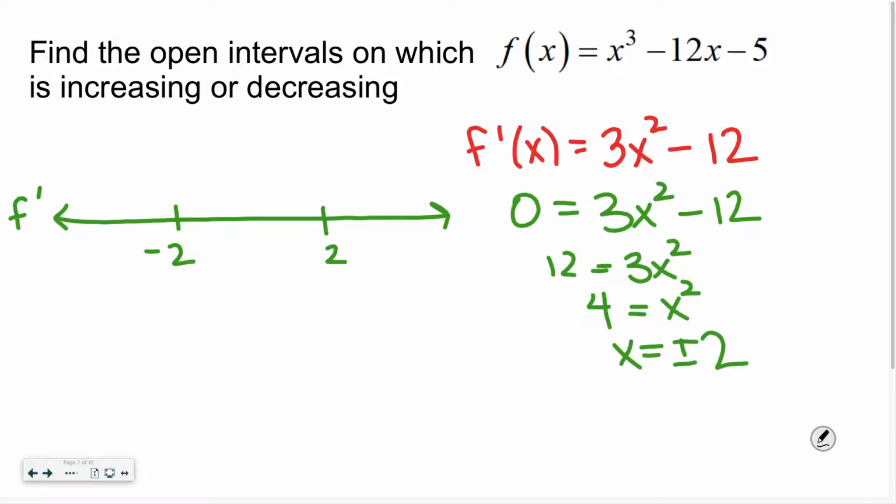-3. Does it matter what you choose? Just do something that is easier than another. So -3, and if we come back here to our derivative, 3 times -3 squared minus 12. What kind of number would you get? You would get positive. I don't really care what it is. I just want to know if it's bigger than 0 or less than 0. So if we have 3 times 9 minus 12, we're going to get a positive number.